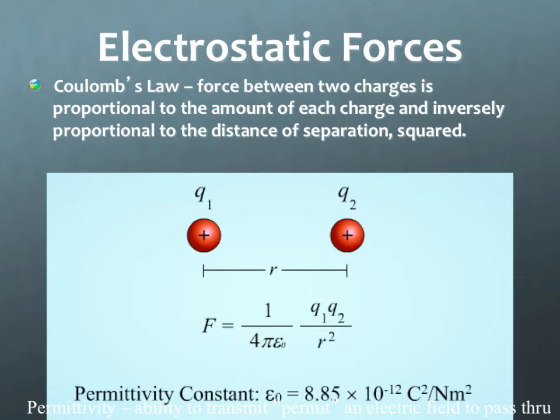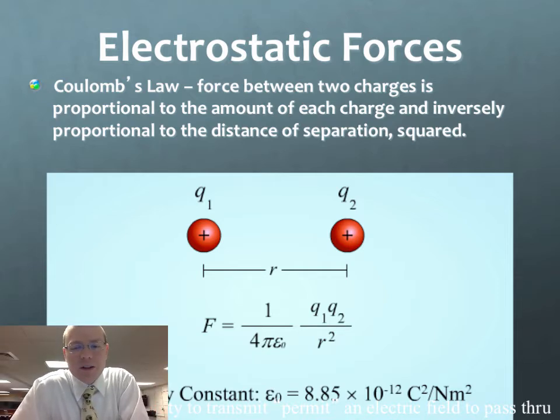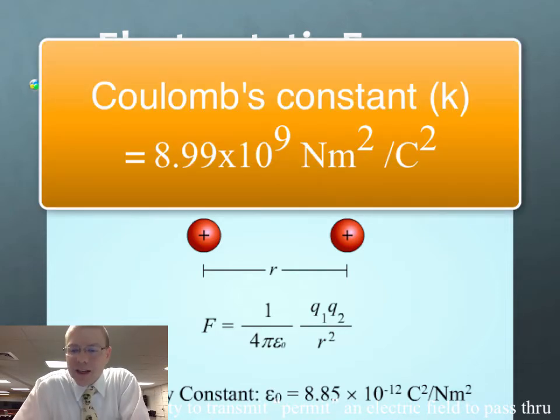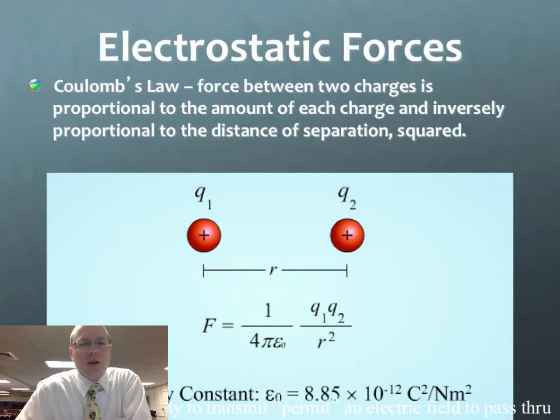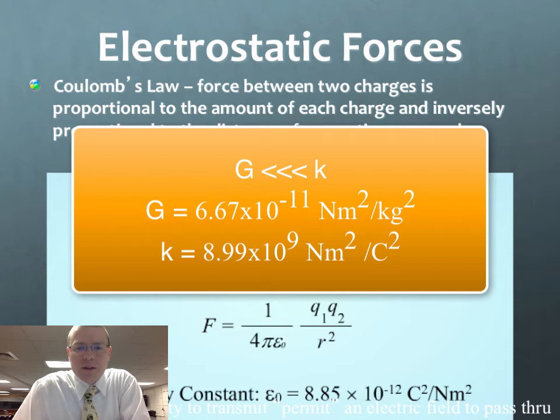What the permittivity constant tells us is the ability of empty space to allow an electric force to propagate. If you take 1 divided by 4 pi epsilon 0, you end up with Coulomb's constant, which is 8.99 times 10 to the 9th Newton meter squared per Coulomb squared. So it's a lot stronger than gravity. The electrostatic force is very strong compared to the gravitational force. Remember, the G constant was to the negative 11th, while now our K constant is to the positive 9th. So we get a lot of force from a very, very small amount of charge.